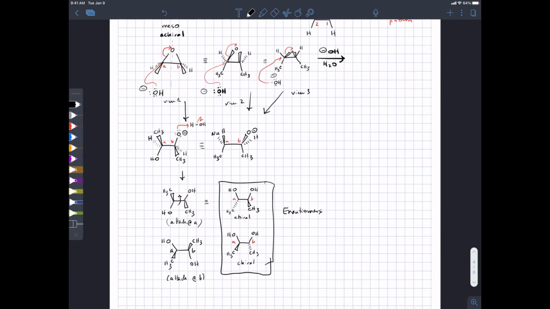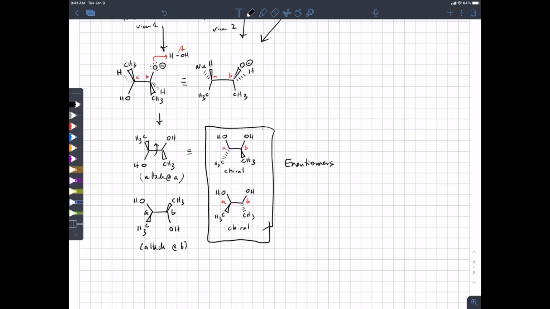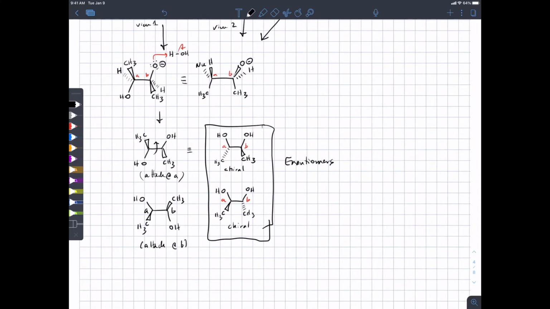Another thing to point out is a structural pattern, and it will get more and more important to see this as we go on. The product of opening an epoxide with OH minus is a 1,2 diol. So anytime you see OH groups on adjacent carbons, you can think, hey, I might have gotten that by opening up an epoxide.